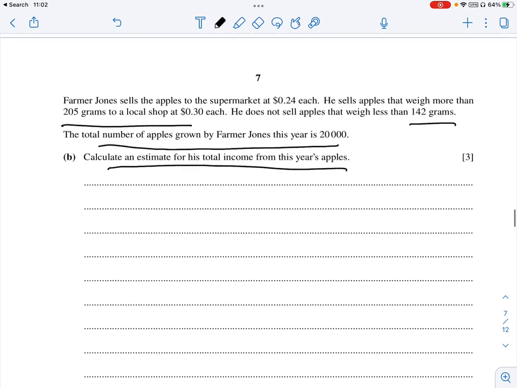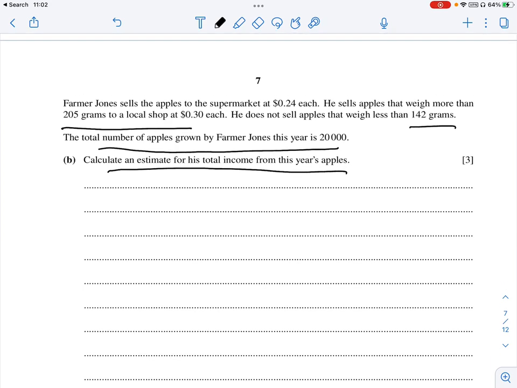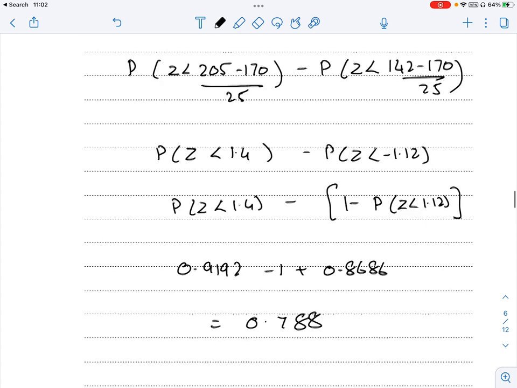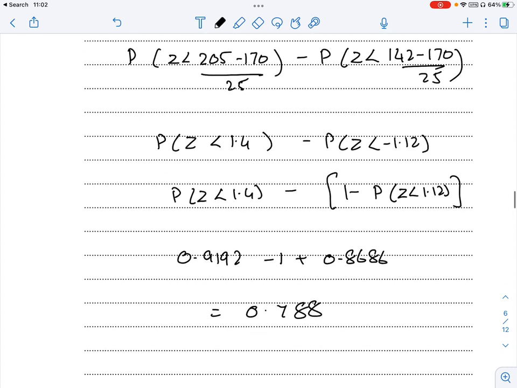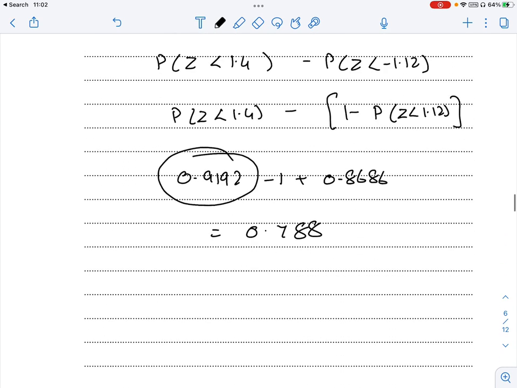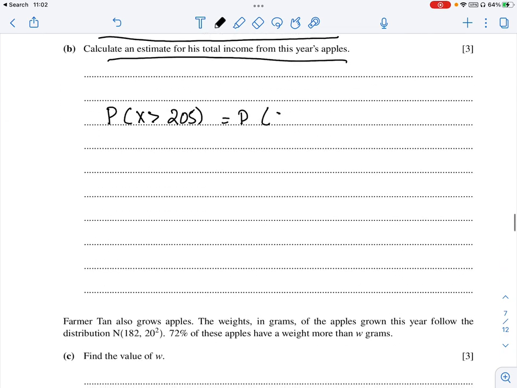So, what is he telling over here? He sells the apples which are greater than 205 grams at 0.30. So, first of all, find probability of x greater than 205. Just now we were doing it out. Probability of X greater than 205 is nothing but 1 minus probability of z less than 205, which is 1 minus 0.9192, which is nothing but 0.0808.